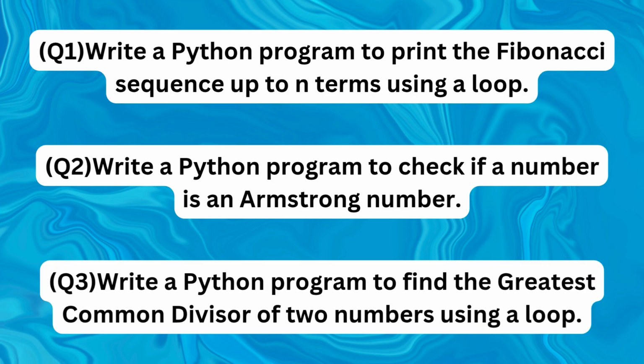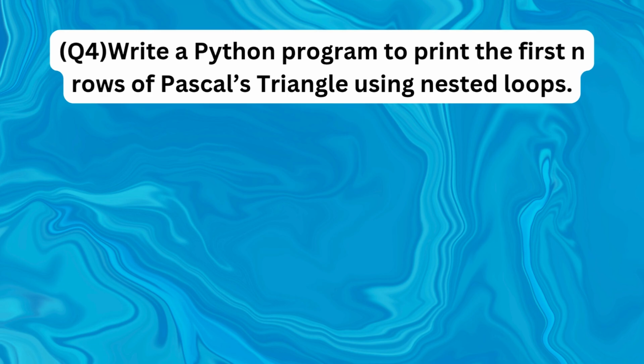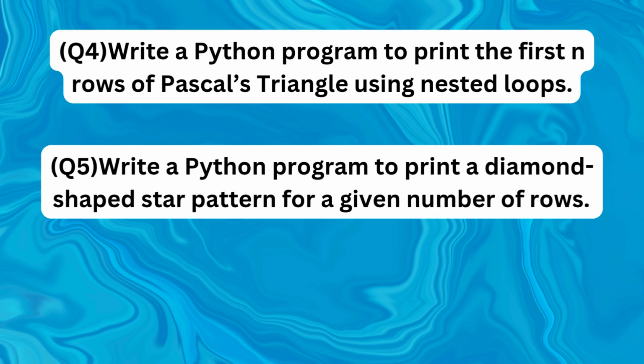Number 3. Write a Python program to find the greatest common divisor of two numbers using a loop. Number 4. Write a Python program to print the first n rows of Pascal's triangle using nested loops. Number 5. Write a Python program to print a diamond-shaped star pattern for a given number of rows.